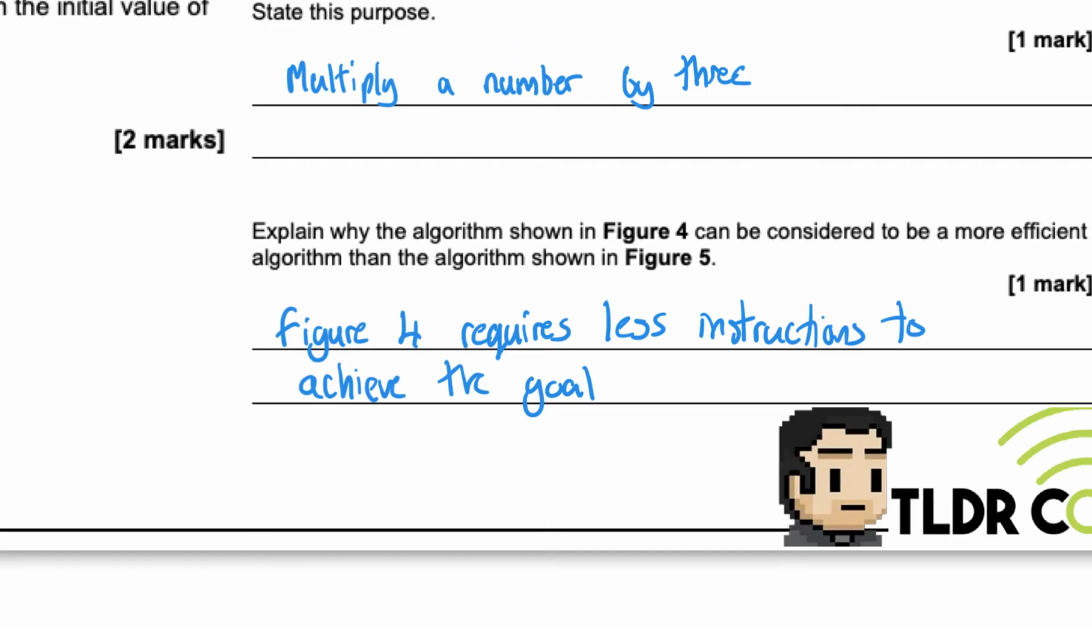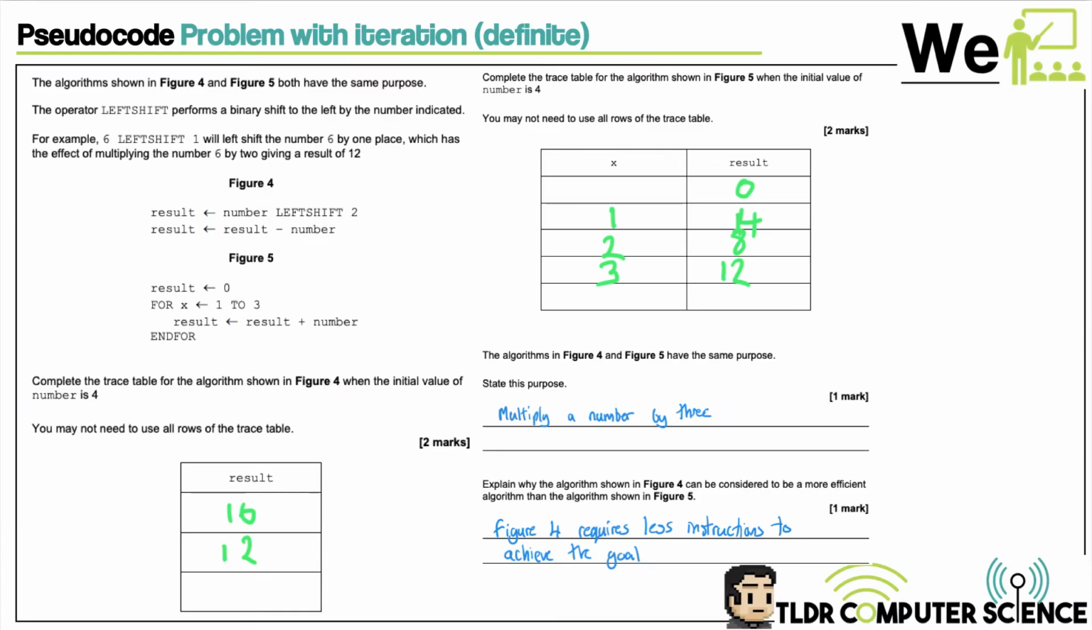So we remember with an algorithm, the definition was a set of instructions to achieve a goal. Figure 4 requires less instructions to achieve the goal, and therefore is more efficient.